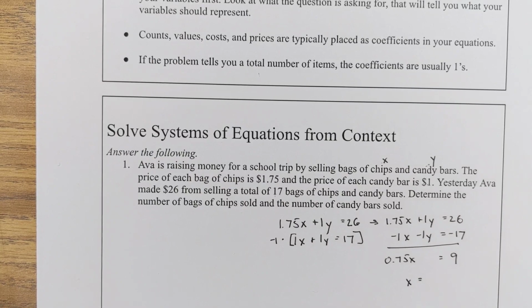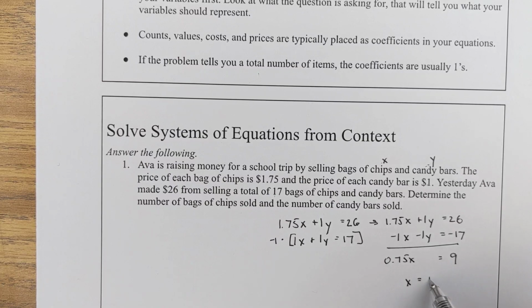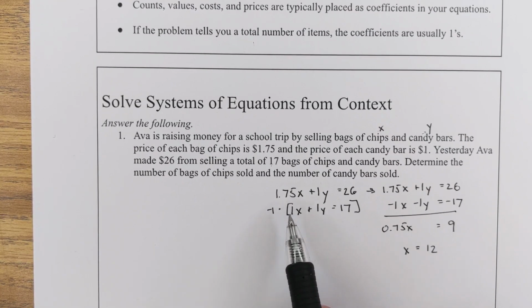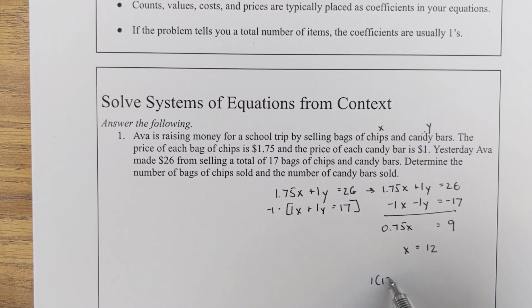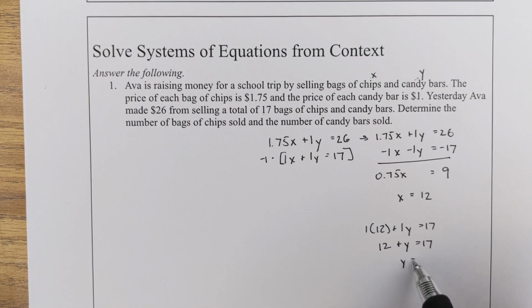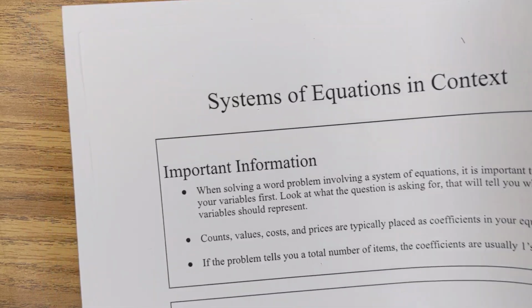So x, if I take 9 divided by 0.75, I get 12. So we have to sell 12 chips, and then to get the y value, we just plug back into one of our equations. So I want to plug it into this one. So 1 times 12 plus 1y equals 17. So subtract the 12 across, 5. So she sold 12 bags of chips and 5 candy bars.